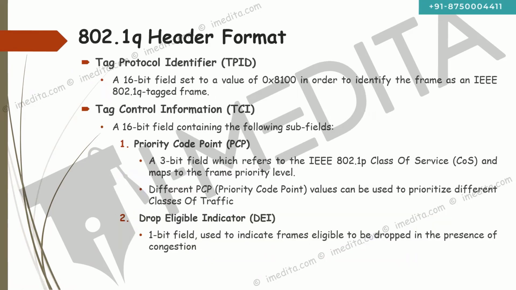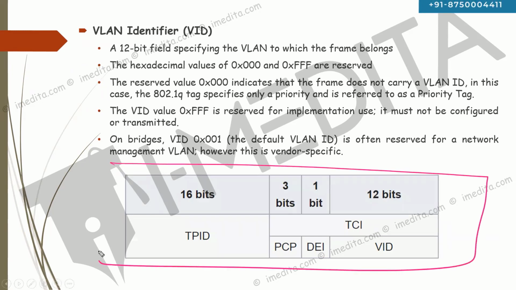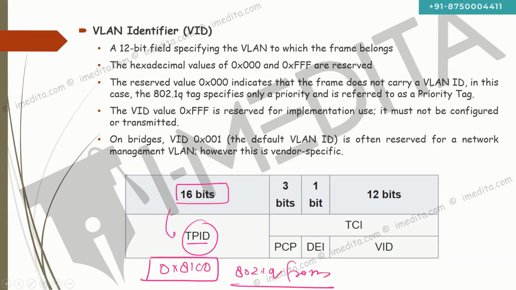The content inside the .1Q header is like this. This .1Q header is going to be 4 bytes, which means 32 bits. The first 16 bits are called TPID, tag protocol identifier, which is going to be 0x8100 to mark the frame as a .1Q frame.